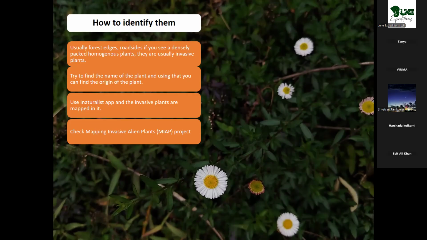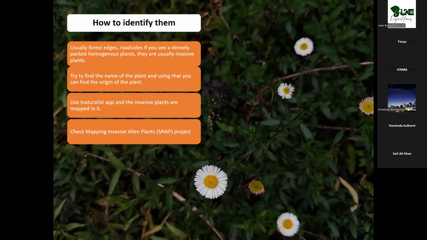Among the huge invasive plants, there will be a few native plants also. So the first step is to find the name of the plant. Once you find the name of the plant, you will get to know its origin, whether it is a native one or it has come from some other place.